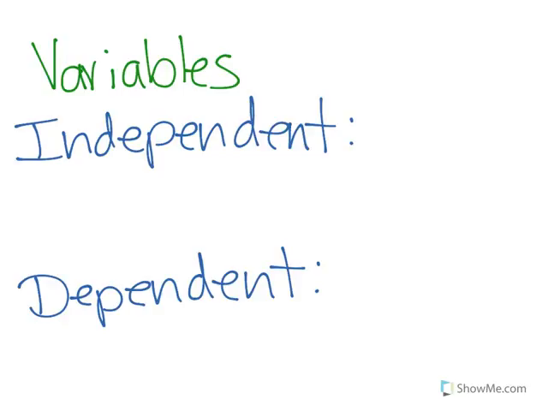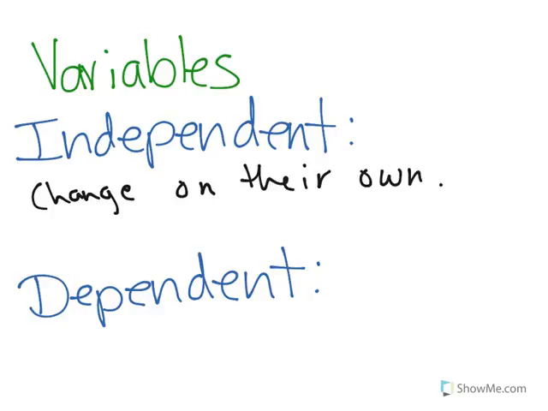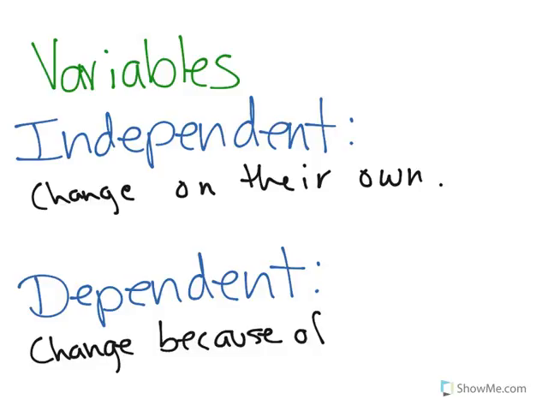Independent variables are variables that do not depend or are not changed by the change in another variable. So they change on their own, kind of. And dependent variables are those variables that change because of a change in another variable.